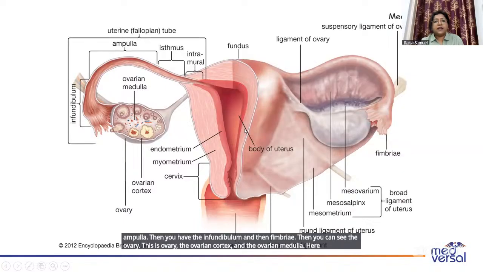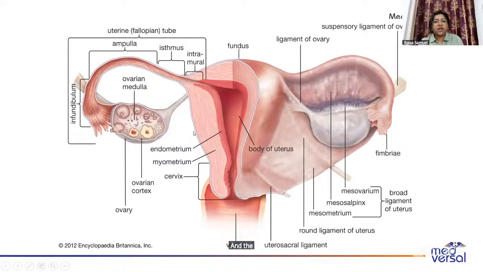Here in the uterus, again, are the different layers of the uterus. You can see the endometrium, the inner layer, the myometrium, the in-between layer, and the parametrium, which is the outer layer, or the serosa of the uterus.